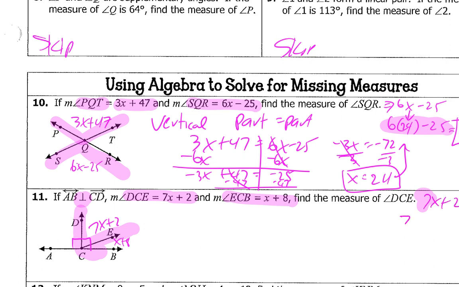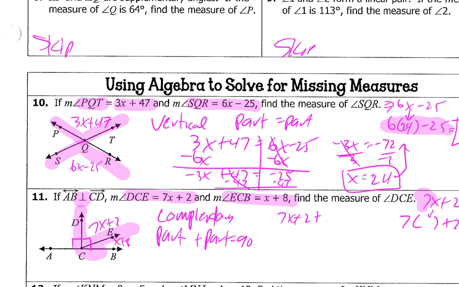That means we need to figure out what x is, right? Once we figure out what x is, we're going to input that in, because this means 7 times whatever number, and then we're going to add 2 to it. So what do we know about those so we can set up an equation? Well, we know that those are complementary, because they add to 90 degrees. So we're going to say part plus part equals 90. So let's say 7x plus 2 plus x plus 8 equals 90.